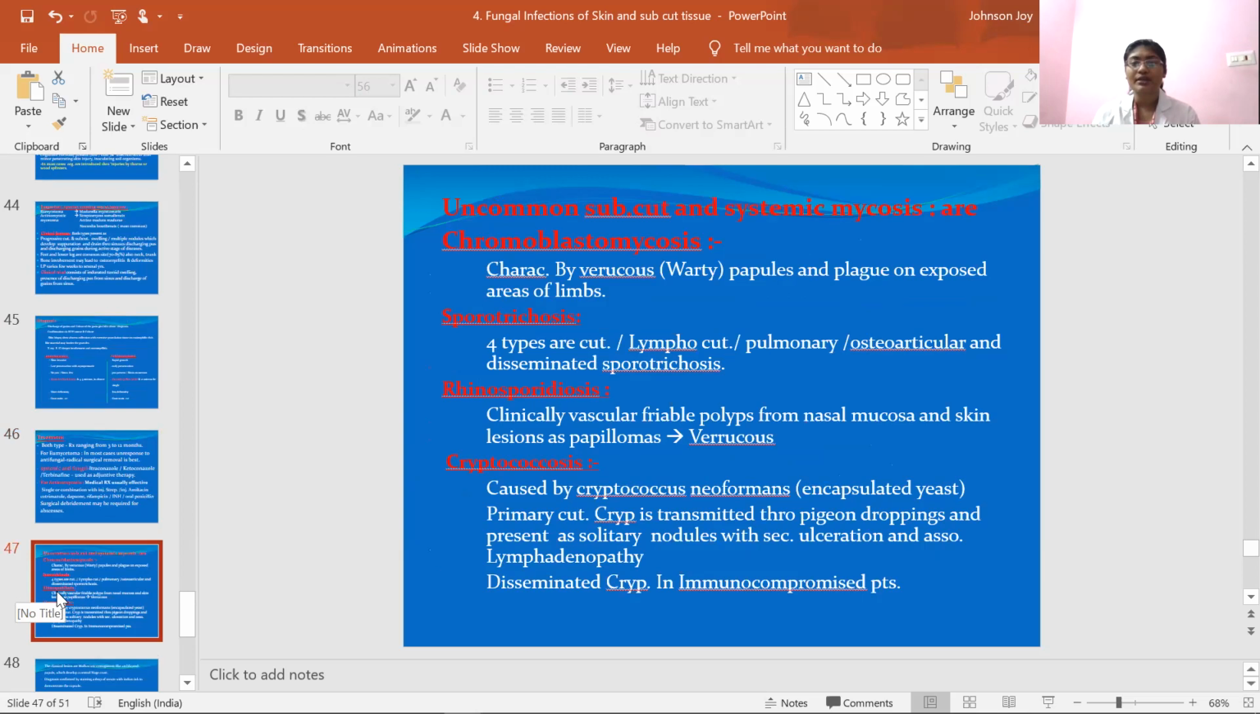Uncommon subcutaneous and systemic mycoses include chromoblastomycosis, which is characterized by verrucous, warty papules and plaques on exposed areas of limbs. Sporotrichosis has four types: cutaneous or lymphocutaneous, pulmonary or osteoarticular, and disseminated sporotrichosis. Rhinosporidiosis presents clinically as vascular, friable polyps from nasal mucosa, and skin lesions and papillomas, which are verrucous in nature. Now, cryptococcosis is caused by Cryptococcus neoformans, an encapsulated yeast. Primary cutaneous cryptococcosis is transmitted through pigeon droppings and presents as solitary nodules with secondary ulceration and associated lymphadenopathy. Disseminated cryptococcosis is seen in immunocompromised patients. So the uncommon subcutaneous and systemic mycoses are chromoblastomycosis, rhinosporidiosis, cryptococcosis, and sporotrichosis.